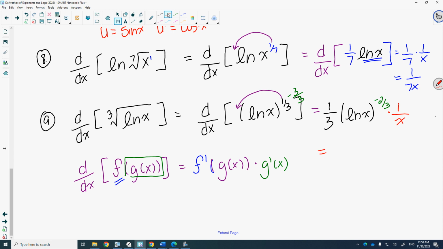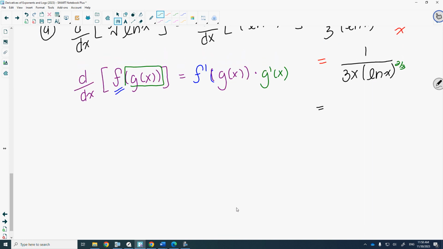Now we'll clean this up. Let's look at the denominator. I've got 3 and x, so that will be 3x. And I'm going to bring the natural log of x to the -2/3. I'm going to reciprocate it, bring that down to the denominator, so I could change that to a +2/3. So that would become the natural log of x to the 2/3. And then I have a 1 in my numerator. And then from here, I could further clean this up by just rewriting this natural log of x to the 2/3 as a radical. So that would be 1/3x, and it would be the 3rd root of the natural log of x squared.